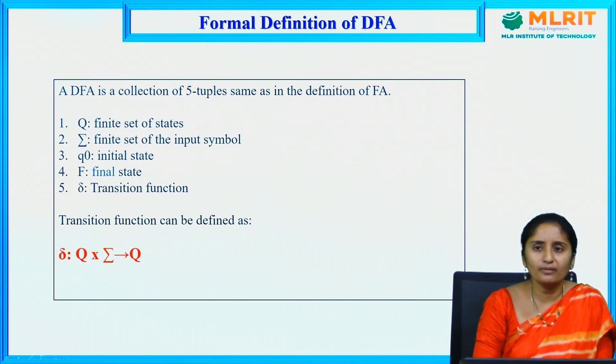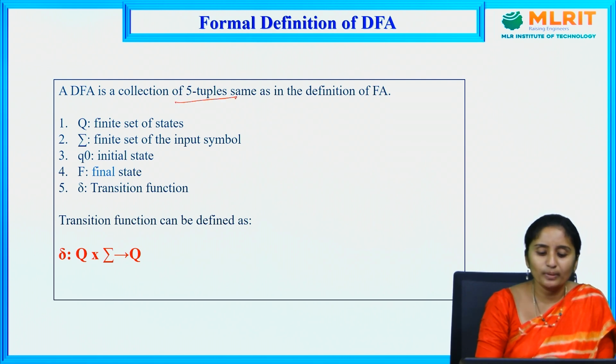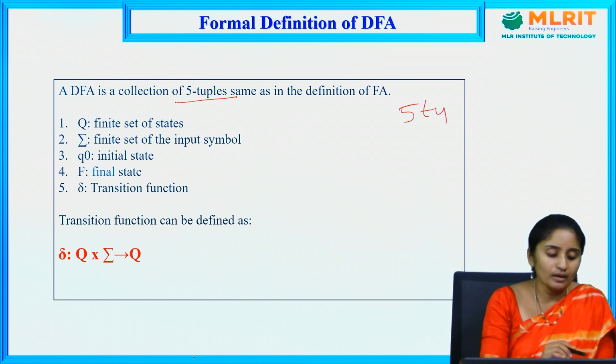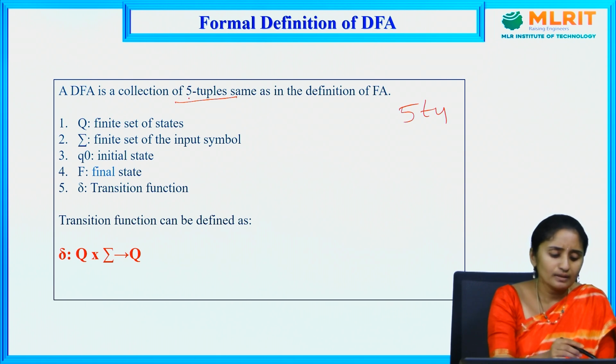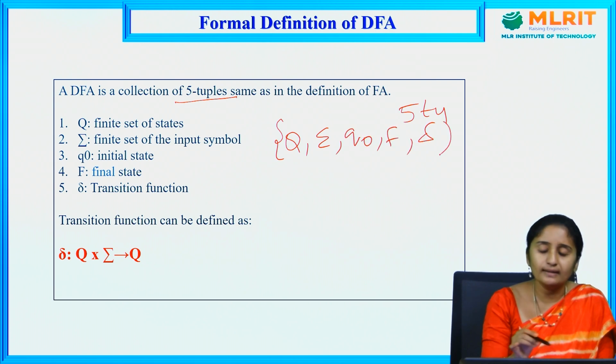So the formal definition of DFA. What is the formal definition? Just now we have learned the finite automata. The finite automata also consists of 5 tuples, and the DFA also consists of 5 tuples. What are those 5 tuples? Q, sigma, Q0, F, nothing but final state, and delta. So these are the 5 tuples we are going to have.